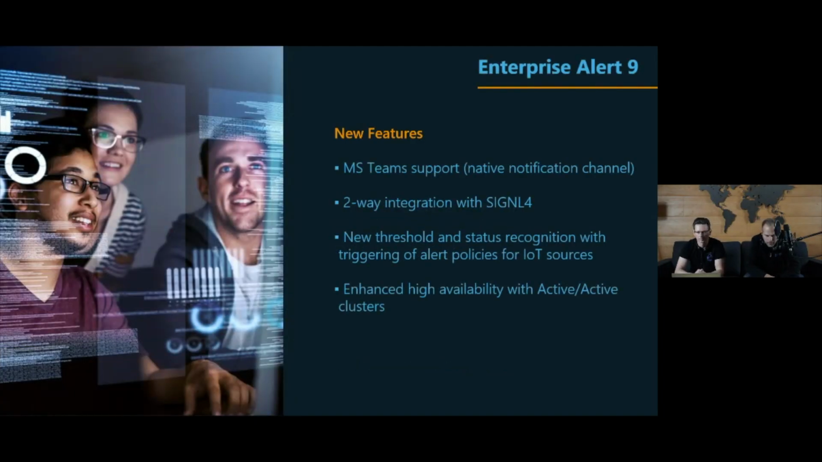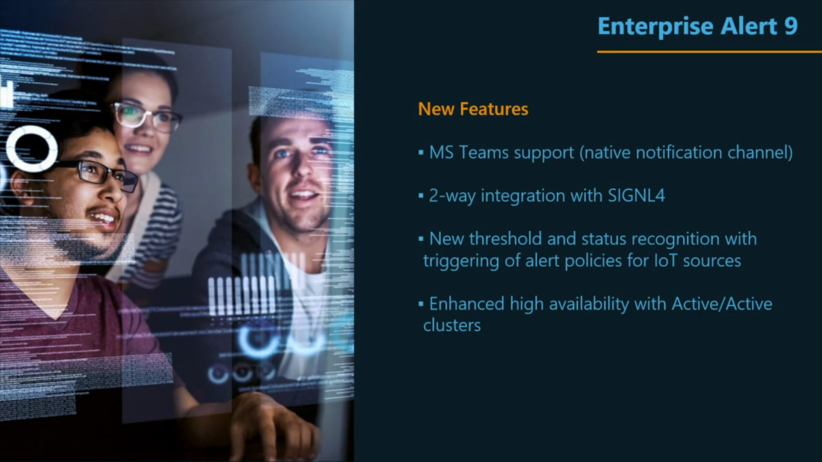So what's on the horizon here in the next version? You can see here a listing of all the new features. The first item here displays MS Teams support. Yeah, so we have added a new native notification channel to EA that allows us to send instant messages to Teams channels. Pretty great stuff, and we will talk about that on the next slide.